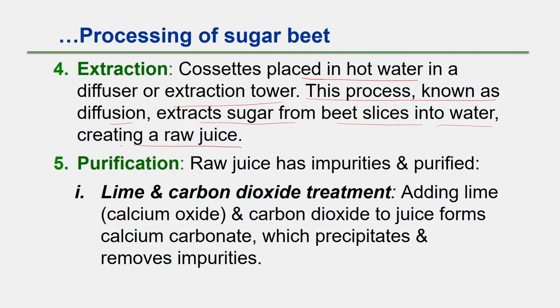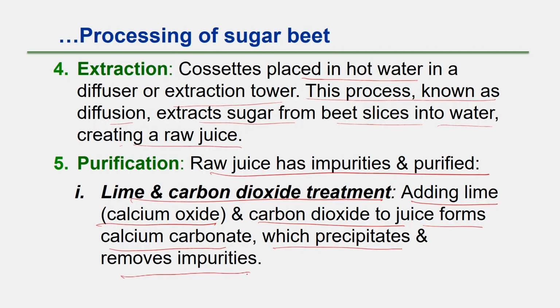So, what happens through the process of diffusion? The sugar moves from inside to outside, and it is mixed with water. Then comes purification. Raw juice has impurities and is purified. So, we want to extract sugar from the raw juice. So, what can be done? Number one is lime and carbon dioxide treatment. Adding lime, which is calcium oxide, and carbon dioxide to juice forms calcium carbonate, which precipitates and removes impurities. Then we can easily filter, we can easily remove the calcium carbonate from the juice.